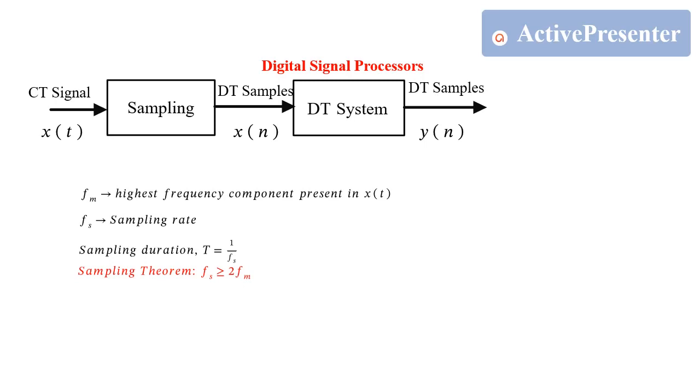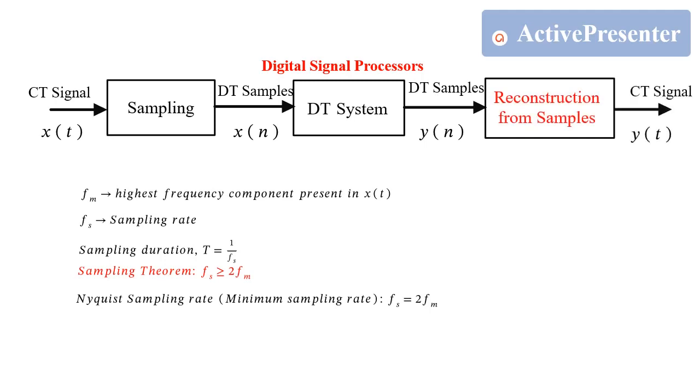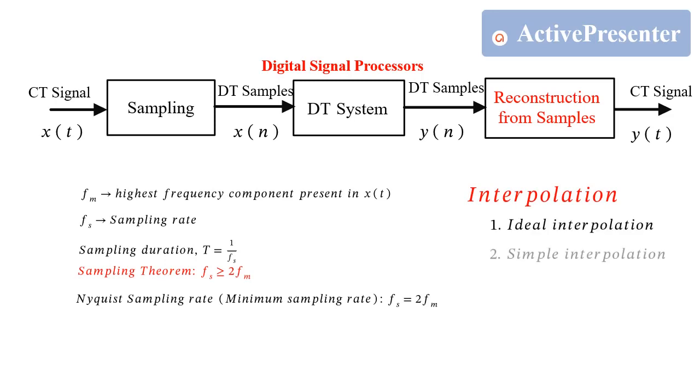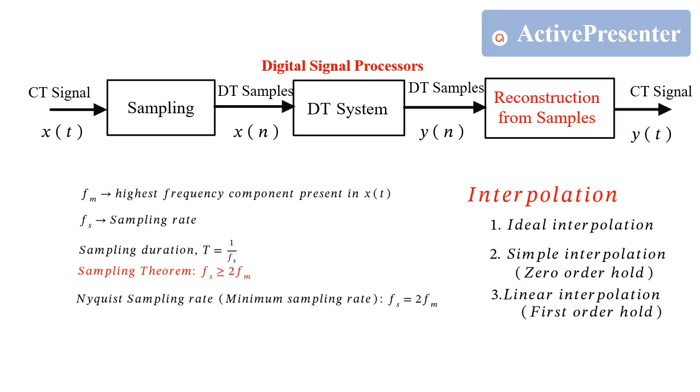The minimum sampling rate, or the Nyquist sampling rate, is equal to twice Fm, but in practical applications, the sampling rate is always kept higher than the minimum sampling rate. After processing the discrete time signals through the digital signal processor, we need to reconstruct the continuous time signal. This process of reconstructing a continuous time signal from its samples is known as interpolation. In this video, we'll look at some ways that can help us fit a continuous signal onto the discrete sample values.